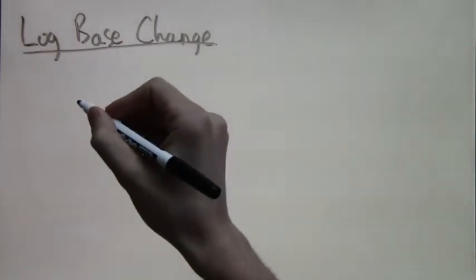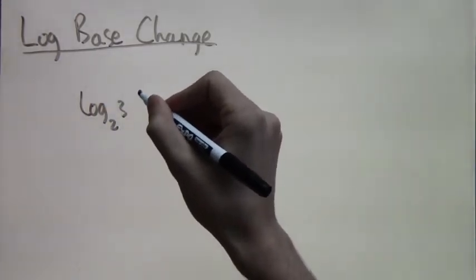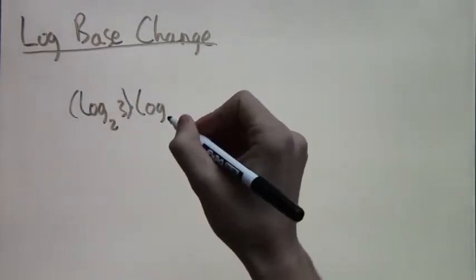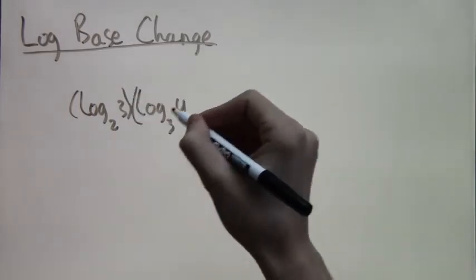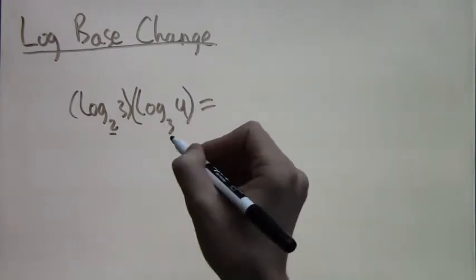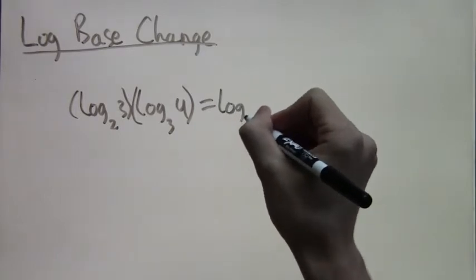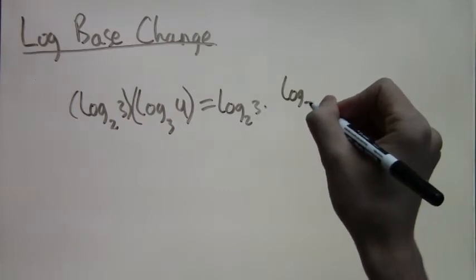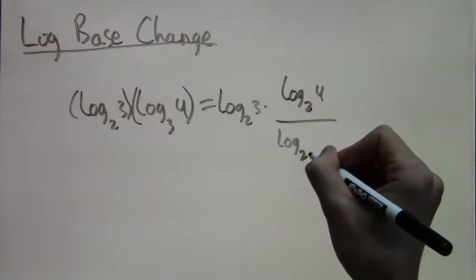Let's do another example. Let's say we have log base 2 of 3 times log base 3 of 4. So maybe there would be a way to simplify this if they're both the same base. Well, why not change them to the same base? So we have log base 2 of 3, and changing base 3 to 2, we get log base 2 of 4 over log base 2 of 3.